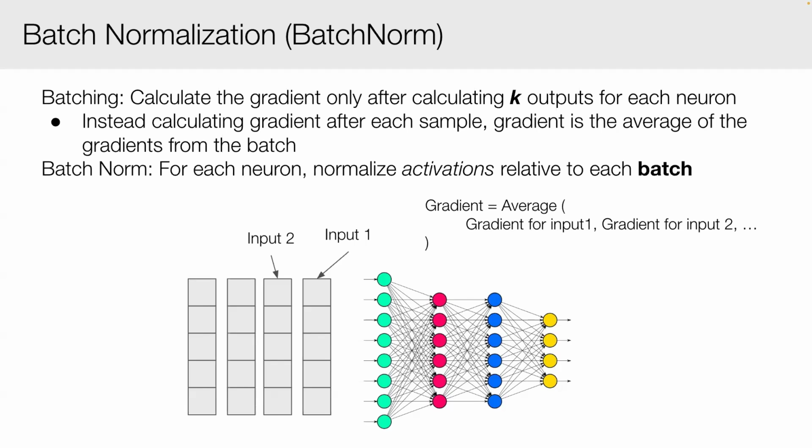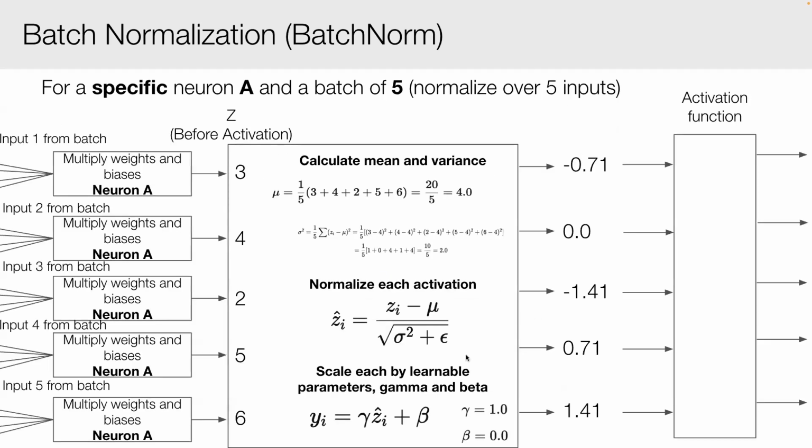For each of those batches, and again, we're not really talking about gradients in this case, in this case a batch size of 4, we normalize the activations. Sorry, it should be pre-activations, relative to each batch. So what does that mean? I know there's a lot going on here. I realize in retrospect that this graphic was a little bit messy. But what batch norm is saying to do, for a single neuron A, imagine this is all the same neuron, in a batch size of 5, is normalize over those 5 inputs.